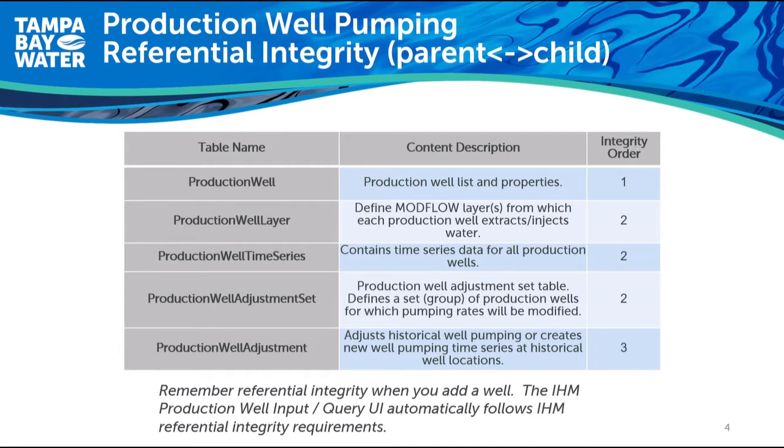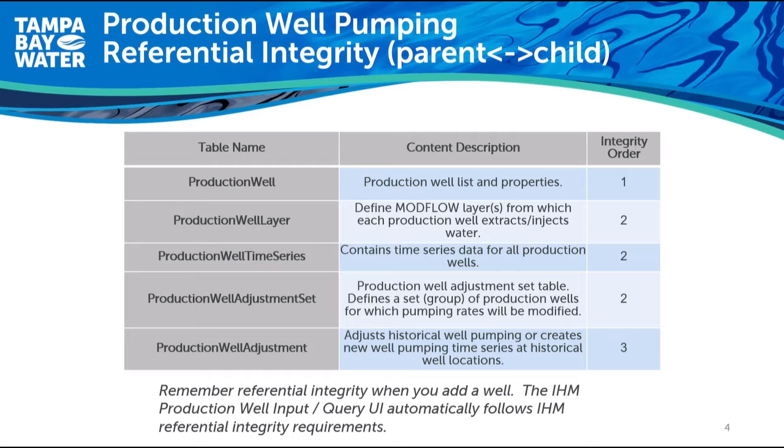As with other tables in the IHM database, there is a referential integrity order that must be followed when making changes to production well tables. Table production well is the parent table for the other production well tables. Production wells must first be added in table production well before they can be added in child tables.